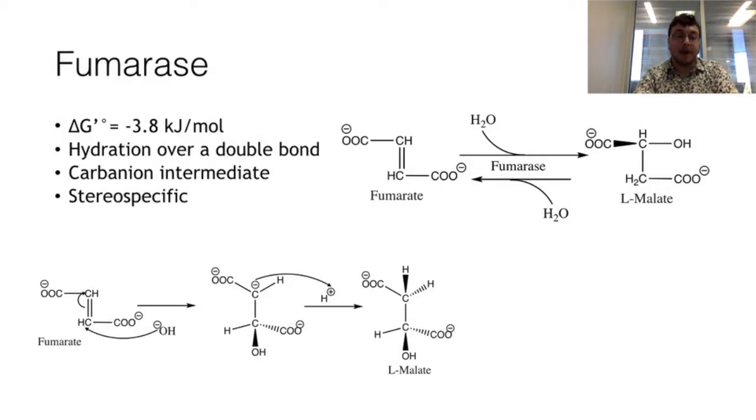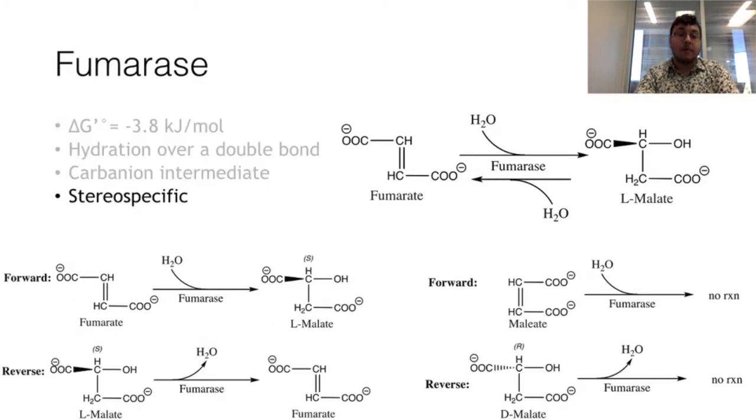L-malate is the product, which is the exception to the typical conformation of carbohydrates, which usually use D isoforms of sugars. This enzyme is extremely stereospecific. Maleate, which is similar to fumarate with a cis double bond, will not react, and D-malate does not react.